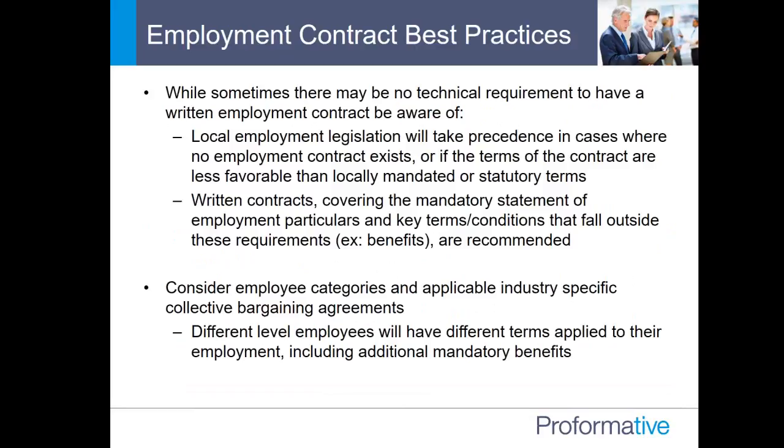So in some countries, there is no legal obligation to have to provide an employment contract, but we would always recommend that it's best practice to have written terms and conditions written down for clarity so that everybody knows what they're shooting towards and managing against. And particularly when it comes to things like, what are the mandated requirements for things like employee benefits.